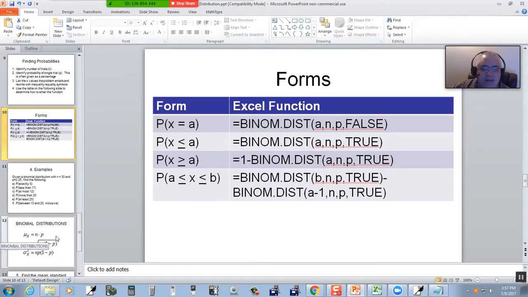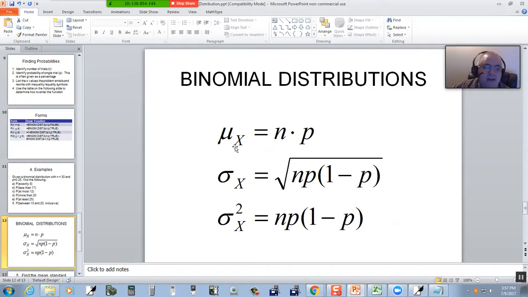Now, just one last item. If it asks you to find the mean, it's n times p. If it asks you to find the standard deviation, sigma, that's the square root of n times p times 1 minus p. So again, n and p is all you need for that.